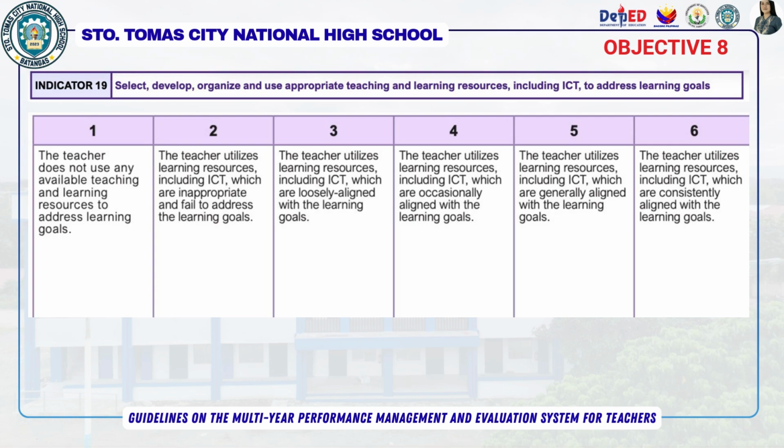To be rated proficient, you must utilize a variety of materials and resources that are aligned with instructional purposes and support the learning goals. The highest rating, level 6, means your materials are always aligned and always support the goals. Your choice of resource, whether a simple chart or an advanced ICT tool, must have a clear instructional function.